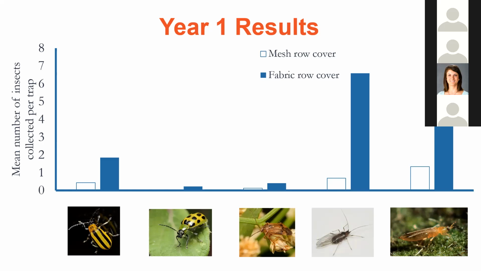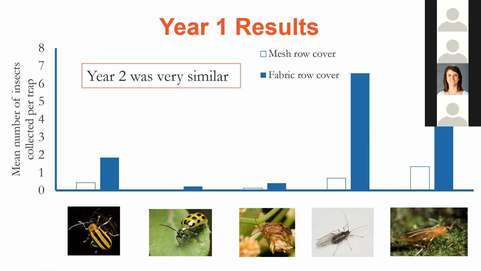The pests here were striped and spotted cucumber beetles, tarnished plant bugs, aphids, and thrips. The ground cover treatments themselves didn't have any effect on pest numbers, so this is just looking at the row covers. As you can see from this graph, the white bars are the number of insects in the mesh row cover treatments. In every case, we had more pest pressure in the fabric row cover treatments than in the mesh row covers. Every single pest across the board.